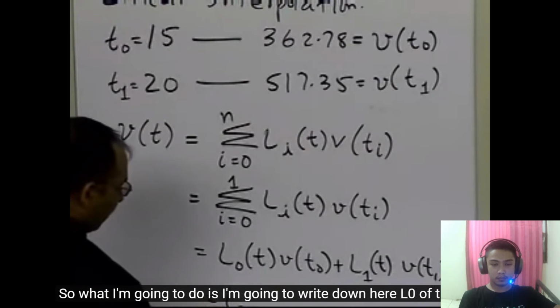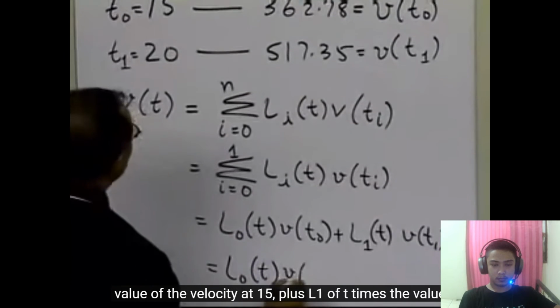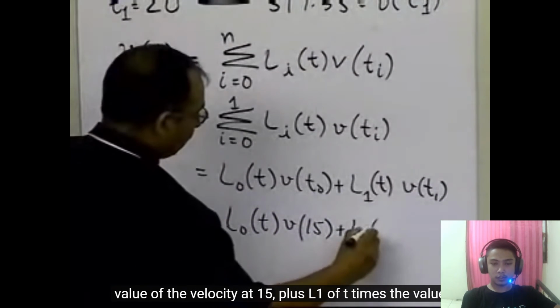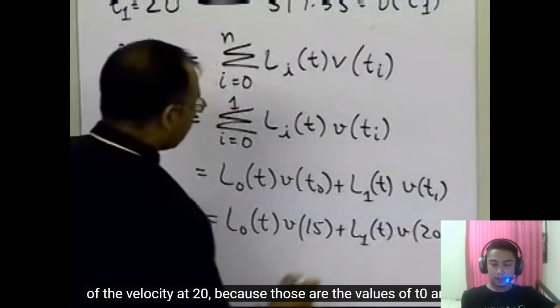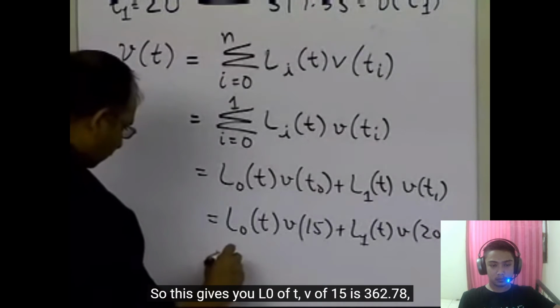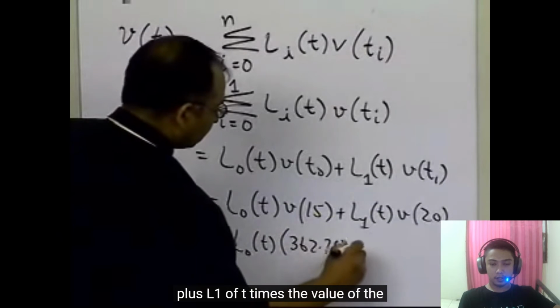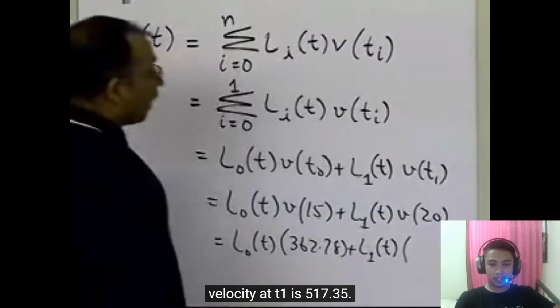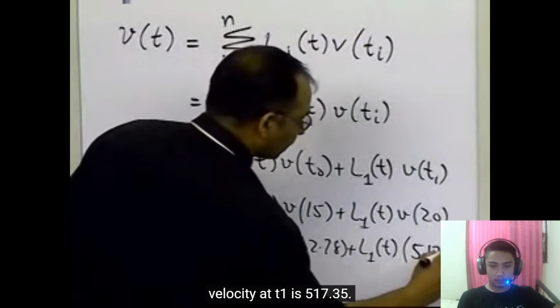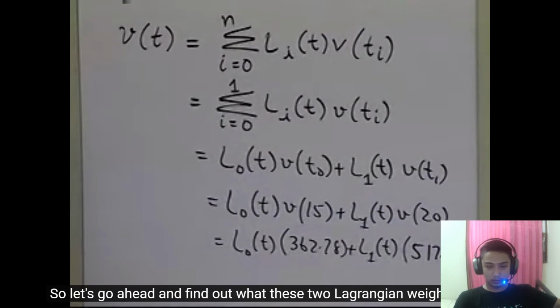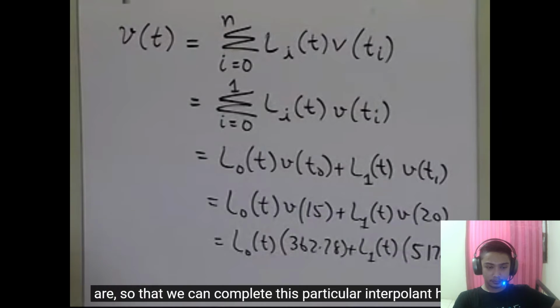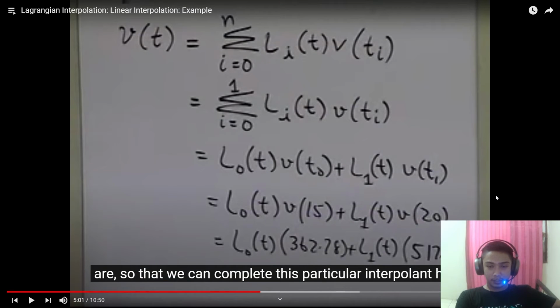These individual numbers are for L0 of T and L1 of T. So what I'm going to do is write down here L0 of T times the value of the velocity at 15 plus L1 of T times the value of velocity at 20, because those are the values of T0 and T1. Sekarang udah mulai dimasukin ya nilai-nilainya. So this gives you L0 of T times V at 15, which is 362.78, plus L1 of T times the velocity at T1, which is 517. Langsung disubstitusikan ya nilainya. Ini operasi perhitungan biasa yang kita operasikan. So let's find out what these two Lagrangian weight functions are, so that we can complete this particular interpolant here. Sekarang ini sudah disubstitusikan nilai velocity-nya. Sekarang kita tinggal mencari nilai weighting function-nya.